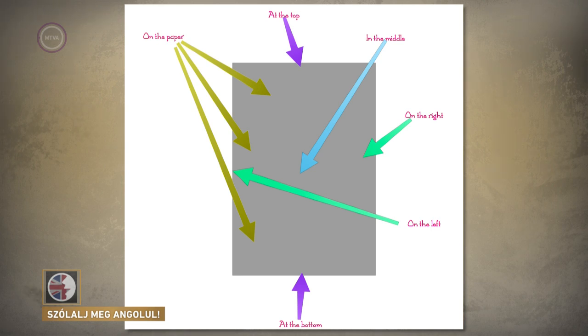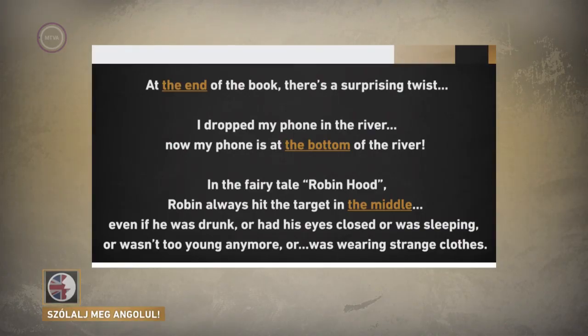And of course, we all remember this picture, don't we? And we also follow those examples with other sentences not connected to pieces of paper. At the end of the book, there's a surprising twist. I dropped my phone in the river. Now my phone is at the bottom of the river. In the fairy tale Robin Hood, Robin always hit the target in the middle, even if he was drunk or had his eyes closed or was sleeping or wasn't too young anymore or was wearing strange clothes.